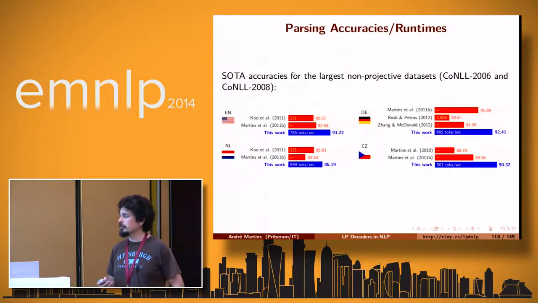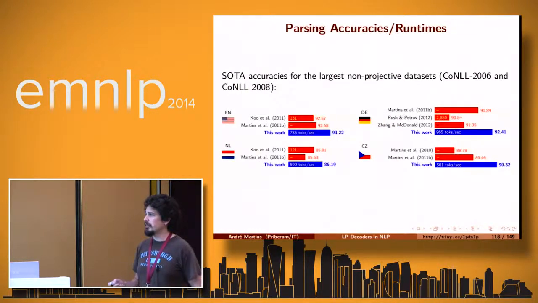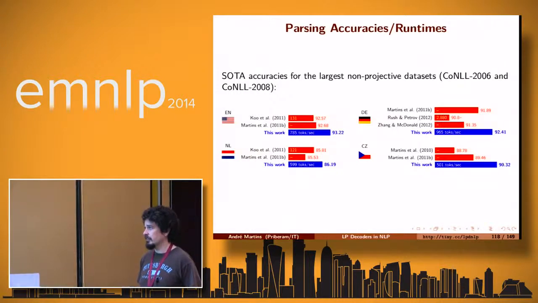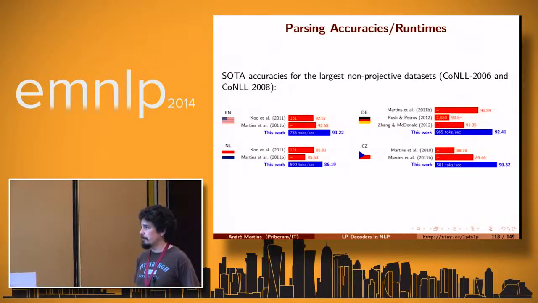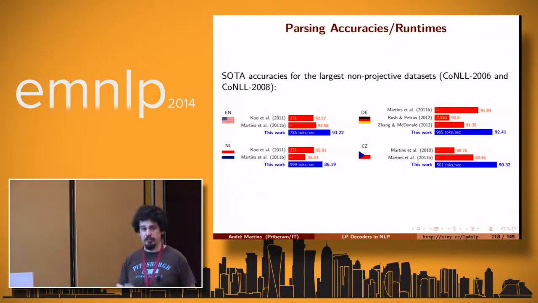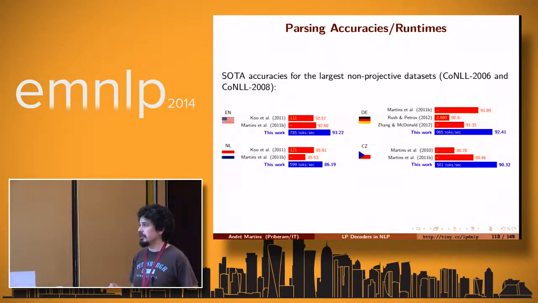And so, doing that, we obtain state-of-the-art accuracies for the largest non-projective sets in the CoNLL data. And the speeds are very competitive with prior work. Okay, so we are at slightly less than 1,000 tokens per second on each of these languages. And because our model uses so many scores, we actually get very high accuracies.